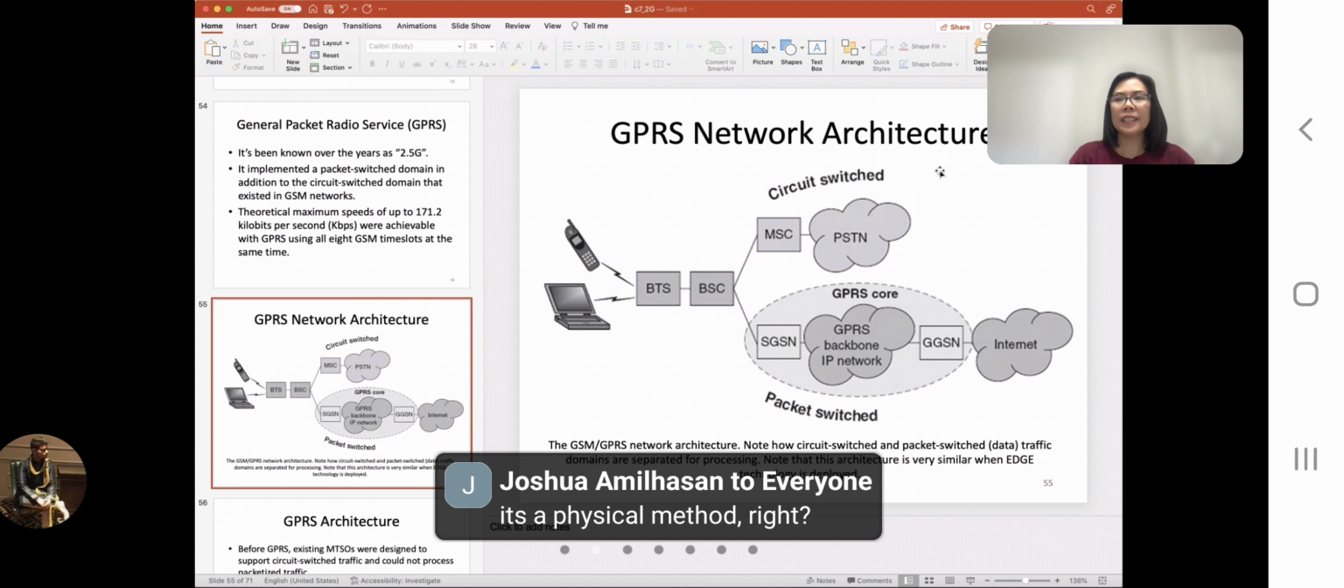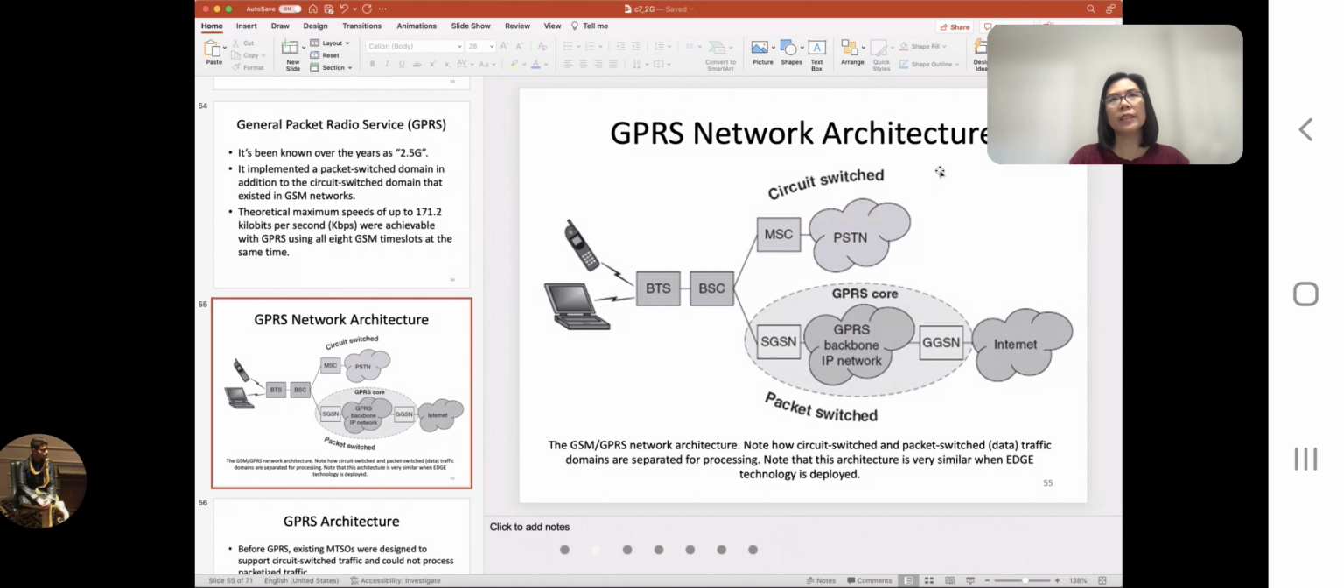Joshua said it's a physical method. Yes, you're right. So it works with physical wires. It can be used in a wireless environment as well. Any other answer? With circuit switching.